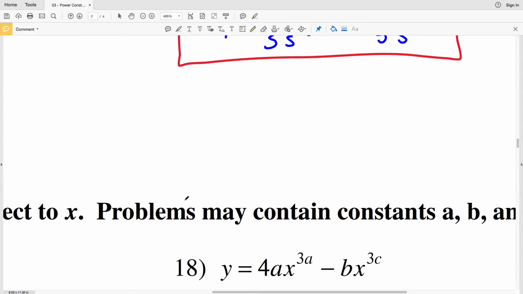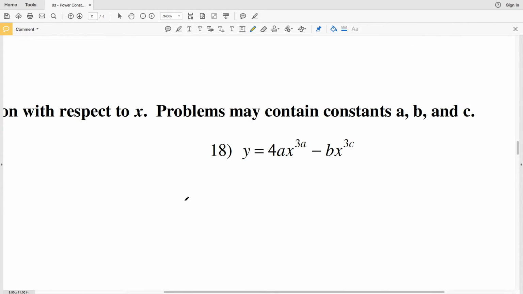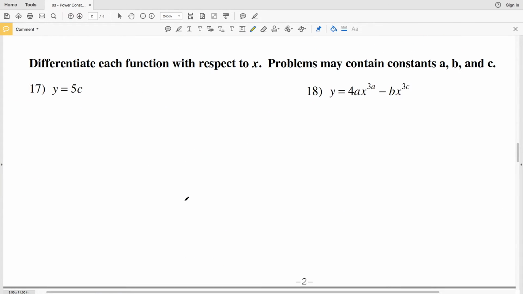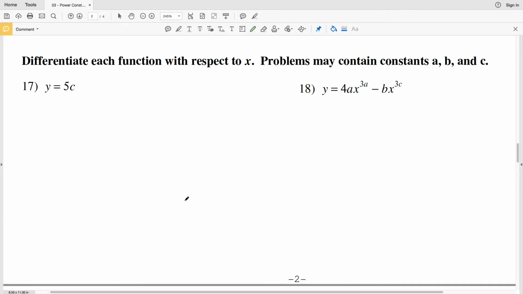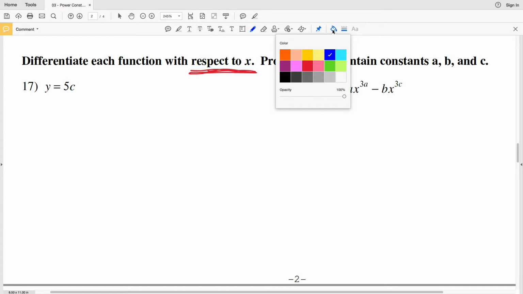Now, on to our last problems, 17 and 18. For 17 and 18, we are to differentiate each function with respect to x. And that is the key. It's with respect to x. So problems may contain constants a, b, and c.